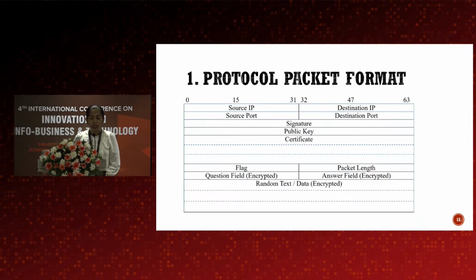This is the protocol packet format for ATLP. It has source IP, destination IP, coming from the IP header. In addition to those, we have the source port, destination port similar to TCP, and we have the signature, public key, certificate, flags, then packet length, question field, answer field, and random text or data field. These question, answer, and random or the data fields are encrypted.